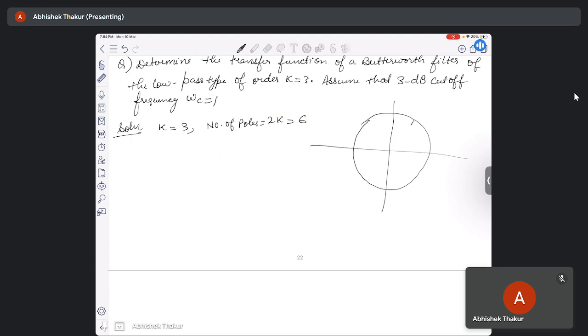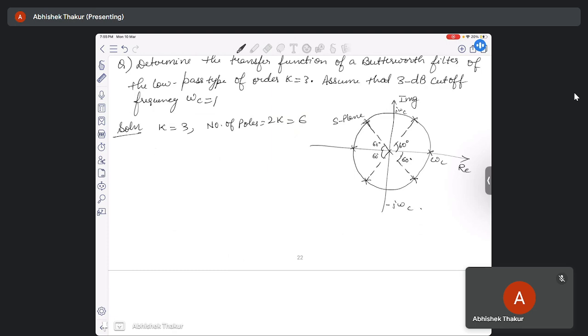Now if it is 6 poles, this is the first pole, second pole, third pole, fourth pole, fifth pole and sixth pole. So each is located at an angle of 60 degrees. And this is our omega c. This is the real axis and this is the S plane. This is our imaginary axis, and here it is j omega c, and this side is minus j omega c.